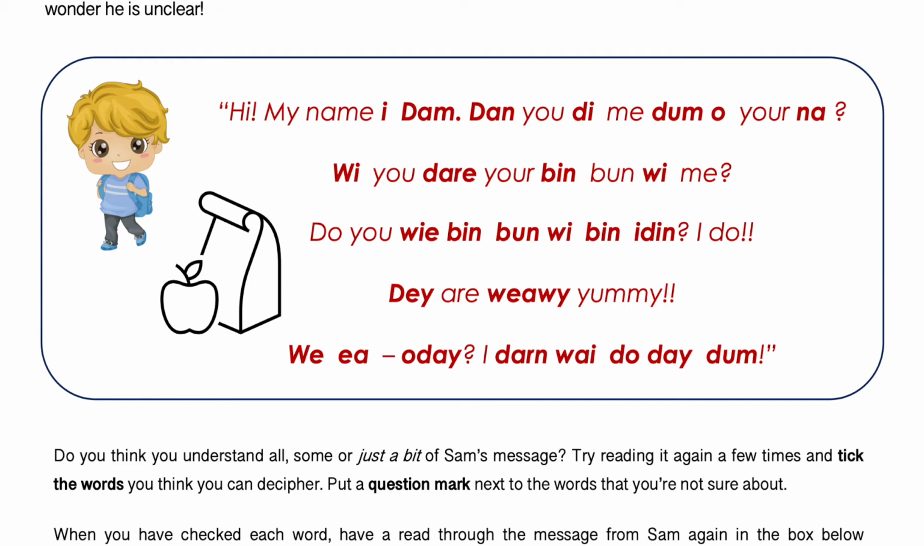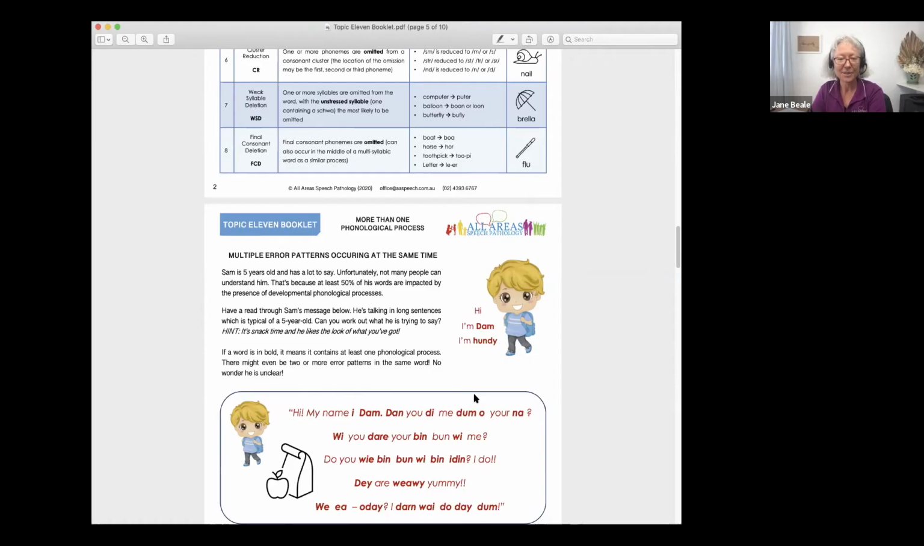Okay, so now what if it was, will you share your fin bun with me? Fin bun. Liesl thinks she's got it. What does she say? Finger bun, yes. Oh my God. Finger bun. Will you share your finger bun with me? That's what he's saying. So the speech pathologist would be going, okay, I've got stopping, I've got voicing, I've got weak syllable deletion, and they'll go bin bun, that's going to be finger bun. So you get the idea.